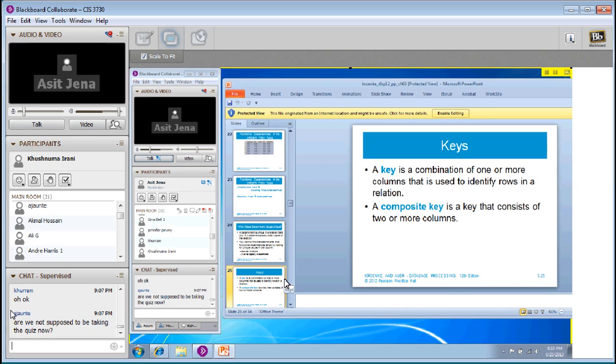Okay, a key is a combination of one or more columns that is used to identify rows in a relation. So you will be talking about keys all the time. What is a key? A key is a combination of one or more columns that is used to identify rows in a relation. Let's say you are working in a corporation and they are storing information about you. Most of you know they will assign you something called an employee ID. So the employee ID is a key that identifies everything about you. Social security number is a key.